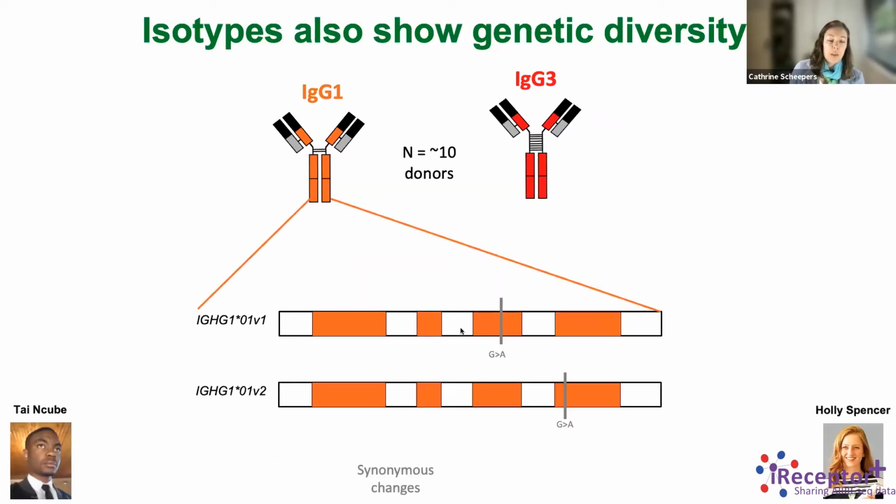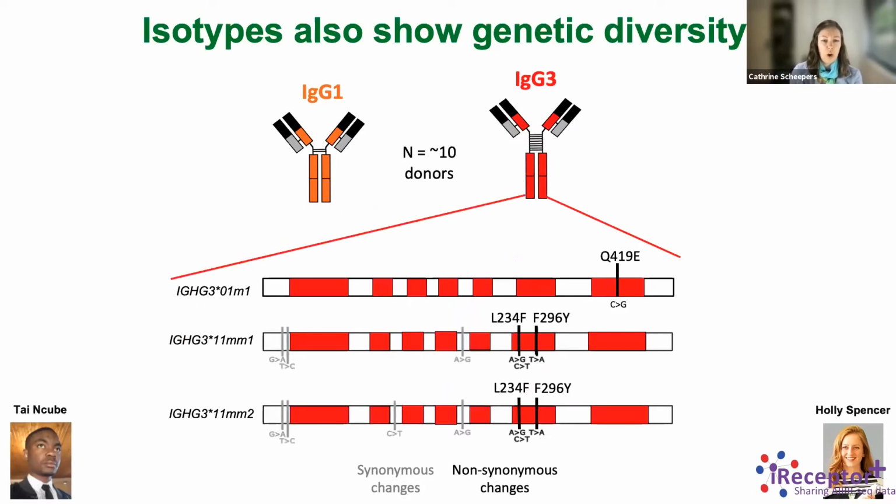The 2 alleles within IgG1 had synonymous changes within encoding regions, whereas of the IgG3s, at least 3 had non-synonymous changes, resulting in amino acid changes in coding regions, and this could impact function. We have some studies looking at the impact of these amino acid changes on function, but I'm not going to talk about that today.